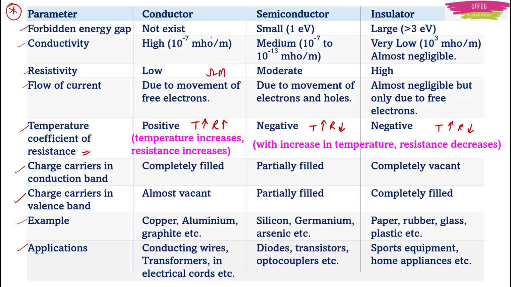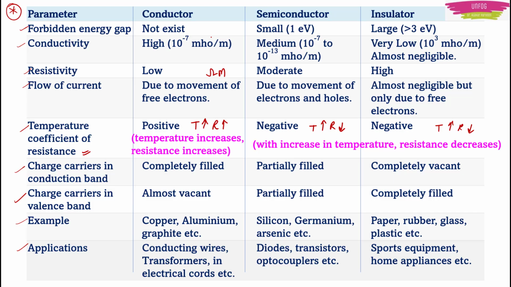And the valence band is almost vacant in a conductor, because almost all electrons go from the valence band to the conduction band and conduct electricity, isn't it? Then in a semiconductor, it is partially filled, and in an insulator, it is completely filled. Examples for conductors: copper, aluminium, graphite, etc. For semiconductors, the best examples are silicon, germanium and arsenic. Then insulators, I have told you already.